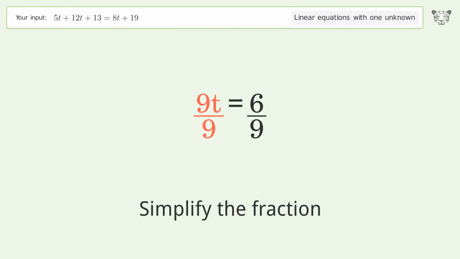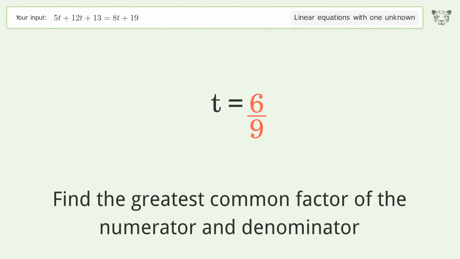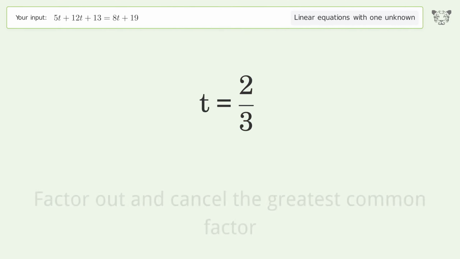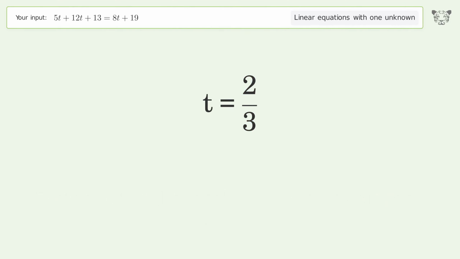Simplify the fraction. Find the greatest common factor of the numerator and denominator. Factor out and cancel the greatest common factor. And so the final result is t equals 2/3.